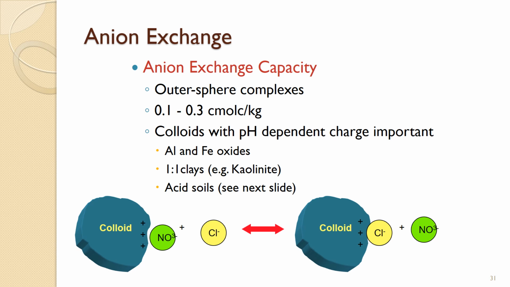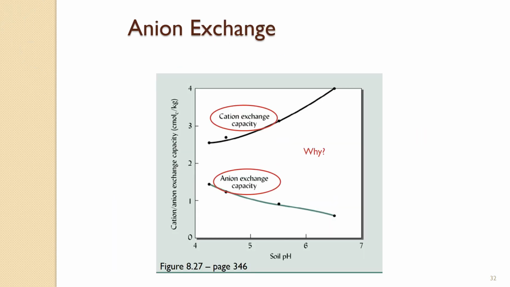Colloids with pH-dependent charge are important for this, like all aluminum and iron oxides, because they're the only ones that basically can develop a positive surface charge. Most soils have a negative surface charge. So if you have a negative surface charge and a negative ion trying to attract to it, it's going to repel, right? Because only positives and negatives attract. So in this case, it's only those colloids which are at low pHs and have become positively charged that can associate with a negative ion, such as nitrate, for example. What colloids do this? Aluminum and iron oxides, one-to-one clays like kaolinite, and we have some examples of acid soils.